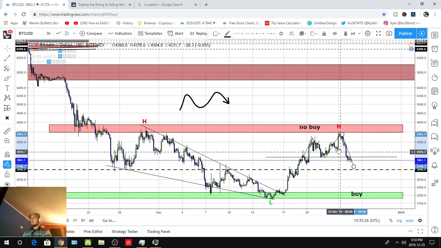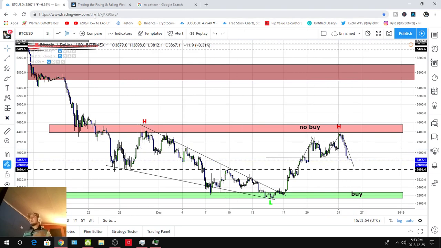Okay, there's an M top, correct? Now let's quickly go to the bigger picture. Now we already identified the direction of the market, just like that. Very simple, very clean, correct?